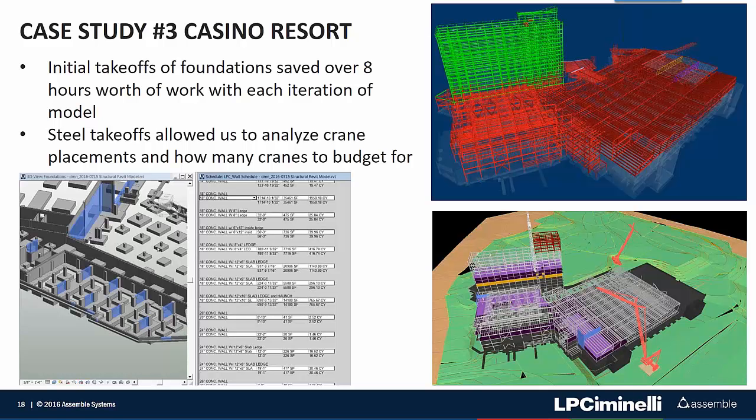The steel takeoffs were the same. We were able to analyze the tonnage, compare it to what they were getting, but also use that steel takeoff to understand the best location to put a tower crane. By figuring out where the biggest size pieces of steel were, we could determine if one tower crane could lift them or the best placement for that tower crane.